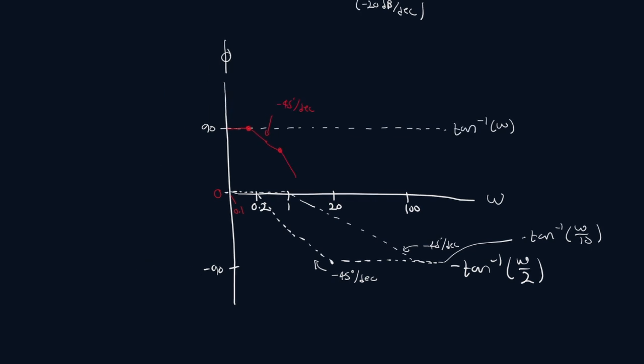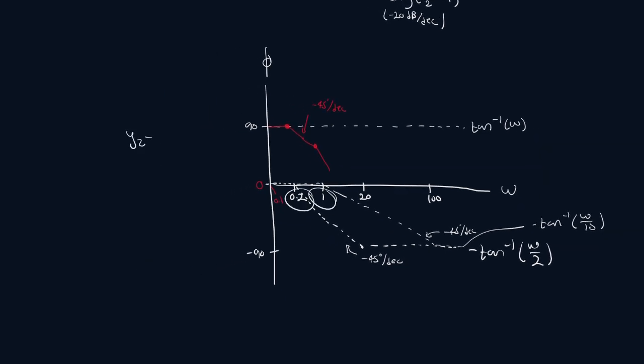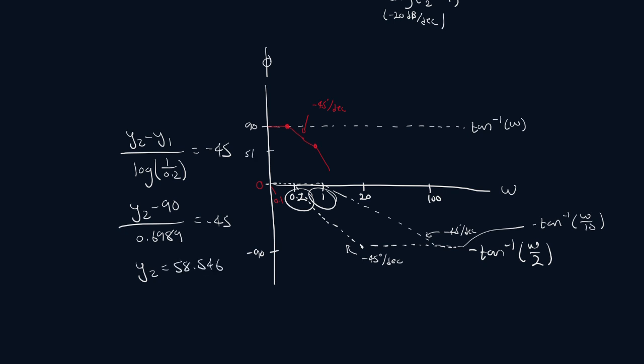Let's also find the point of this to here. So what we will do is y2 minus y1 all over log of 1 divided by 0.2. That's going to be equal to minus 45. So y2 minus y1 all over 0.6989 equals minus 45. And y1 is 90. So times all of that and isolate for y2, it will be 58.546. So that means at this point, 58.546, we're here. And then we continue decreasing by minus 90 degrees until we hit 20, because then this has a slope of 0.